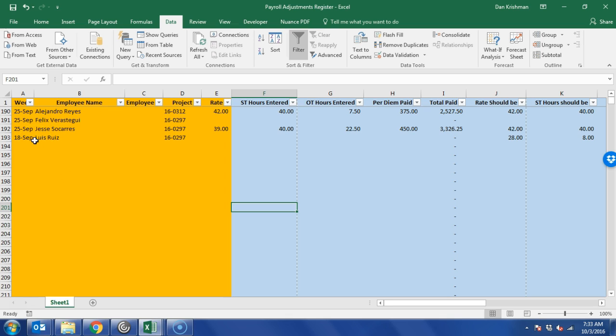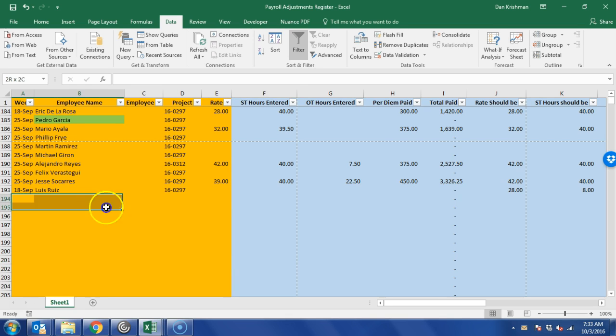This register is used for tracking and paying employees that have had a change that requires a retroactive payment. That means they have already been paid for their initial payroll but have some errors, issues, or adjustments that need to be made. To use the adjustment register, I've broken it up into various sections.